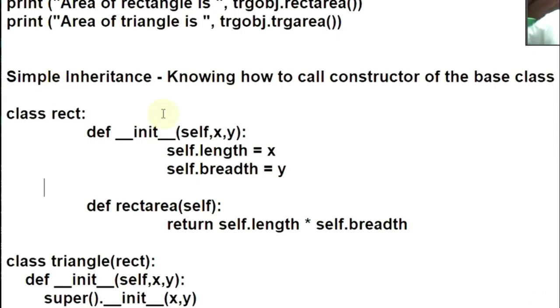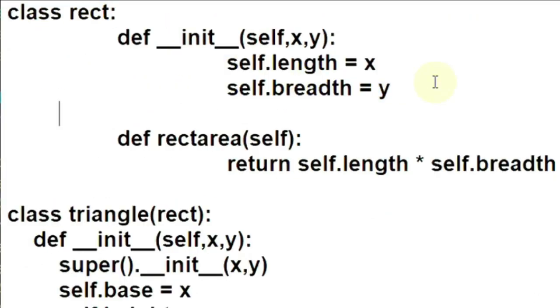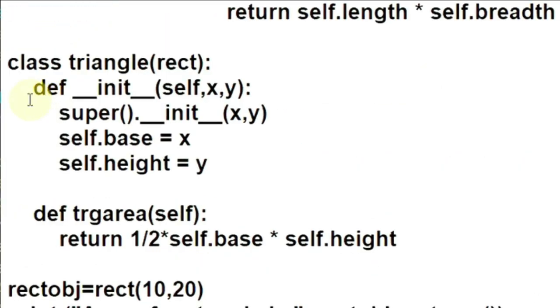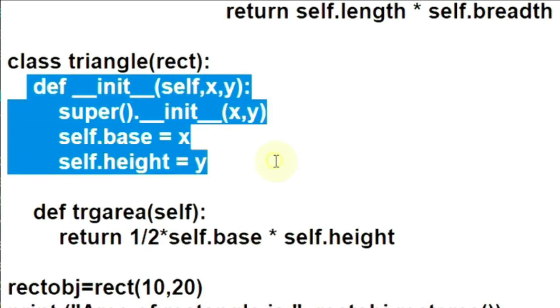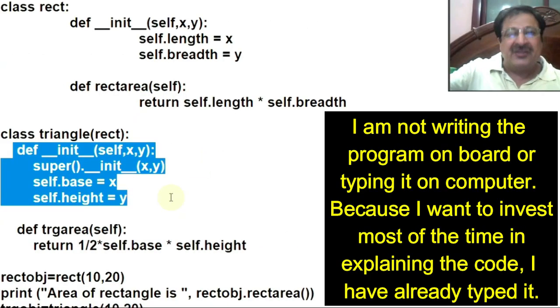Now we'll understand the concept of simple inheritance by invoking the constructor of the base class. Here there's a rect class, it has a parameterized constructor. Again, the triangle class has a parameterized constructor. This is lecture 18. In lecture 16 we've understood the concept of classes and the concept of default and parameterized constructors. If you haven't seen that lecture, I am providing you the link of the playlist. You can see all the videos. Then it will become very easy for you to understand the concept of inheritance.